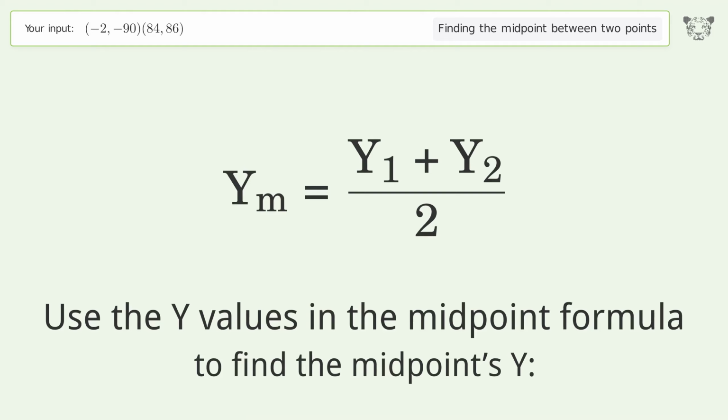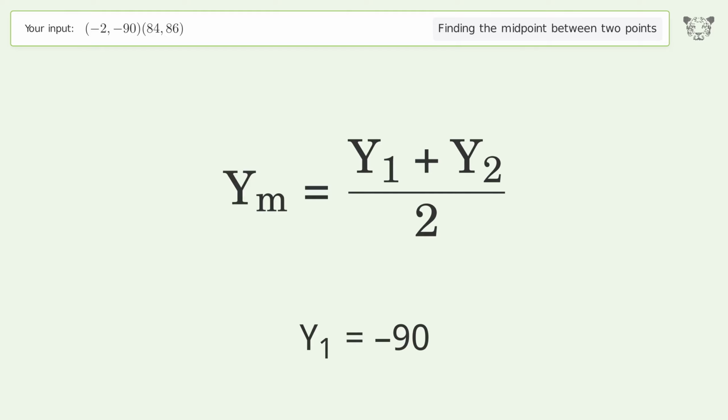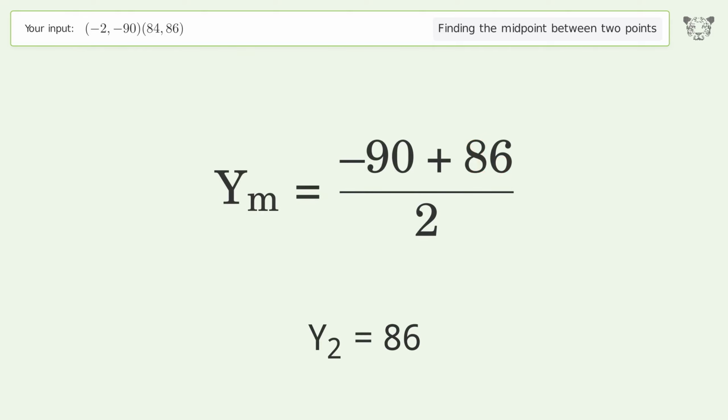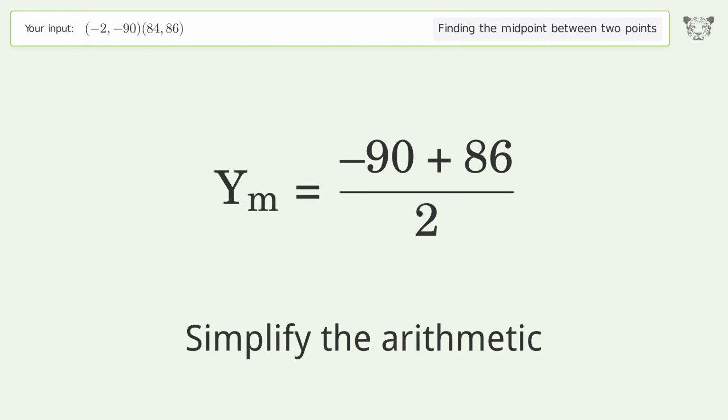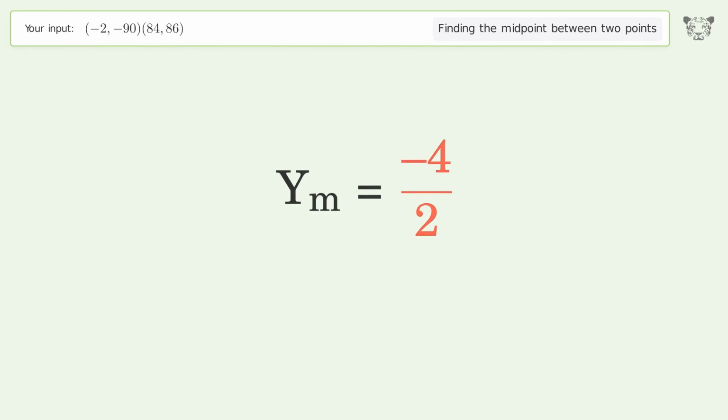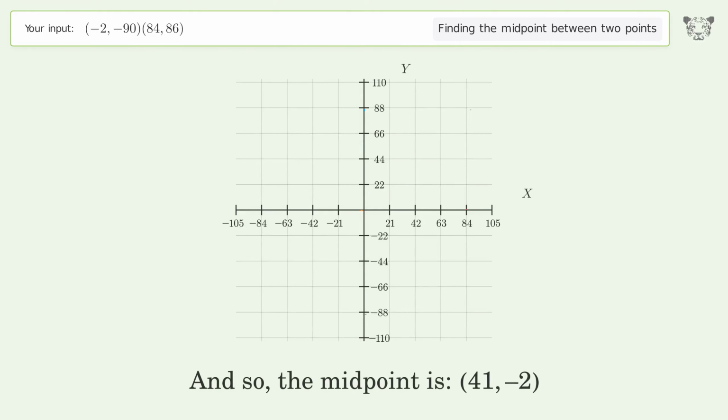Use the y values in the midpoint formula to find the midpoints y. y1 equals -90. y2 equals 86. Simplify the arithmetic. And so, the midpoint is 41, -2.